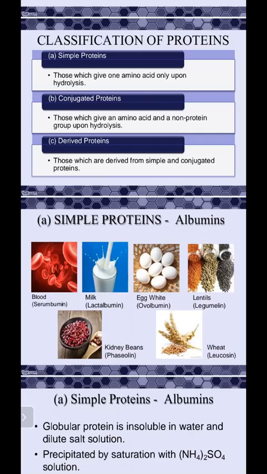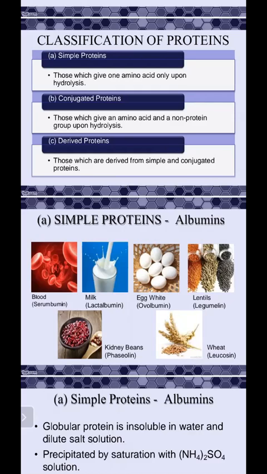What do we mean by conjugated? Those which give an amino acid and a non-protein group upon hydrolysis. If we hydrolyze that component and after hydrolysis we get an amino acid and a non-protein group, that protein is known as a conjugated protein. Simple proteins give only amino acids upon hydrolysis, so they are considered simple proteins. Conjugated proteins are bound up with other non-protein groups also.